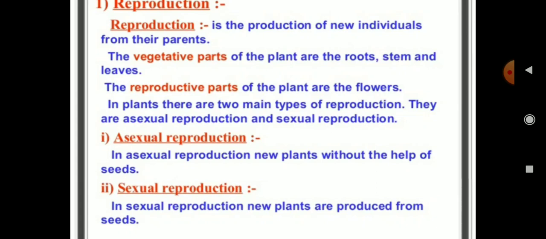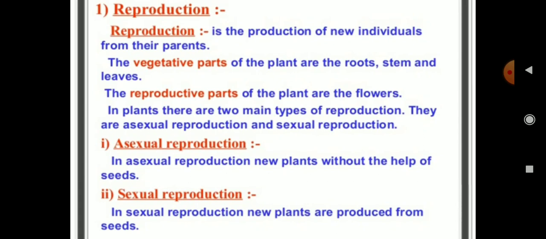In plants, there are two main types of reproduction. What are the two main types of reproduction? Asexual and sexual reproduction. What is asexual reproduction? In asexual reproduction, new plants are produced without the help of seeds. What is meant by sexual reproduction? In sexual reproduction, new plants are produced from seeds.